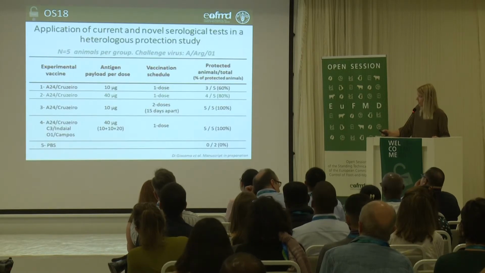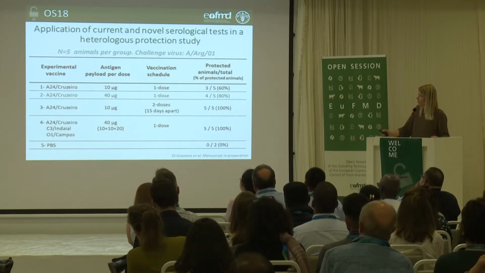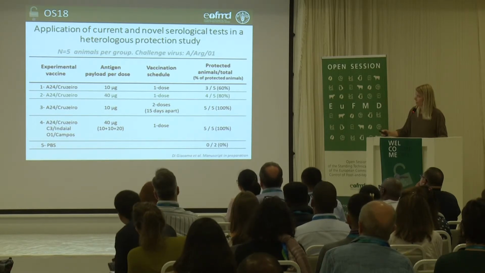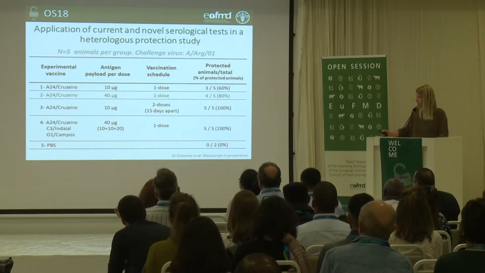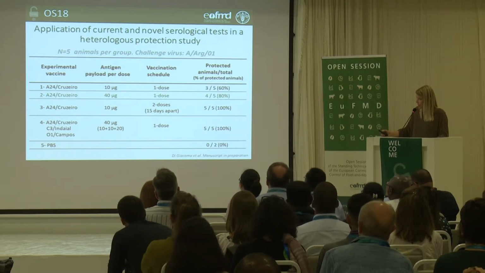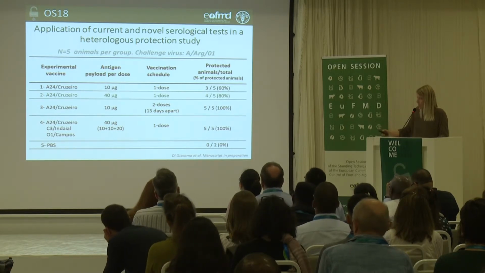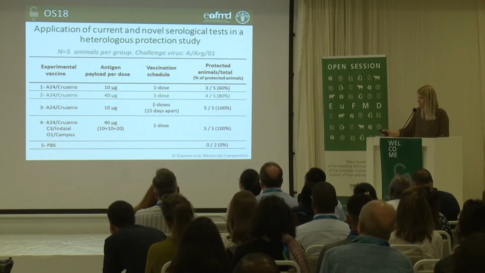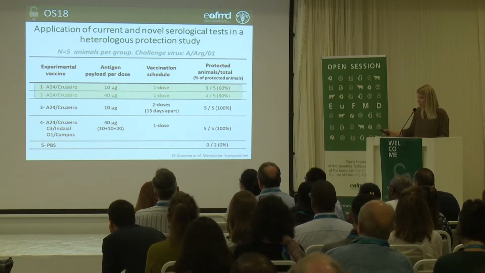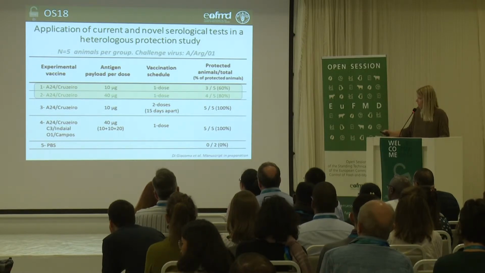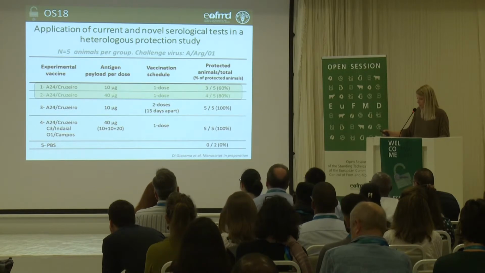to get an idea of how cross-protection can work. And this is an example of how we applied the assays to another heterologous study. This is just an experimental study, a small study where 5 animals were used per group. And the animals were vaccinated with these vaccines that you see there. All of them contain A24 Cruzeiro in different doses. One group has 2 doses. And as you can see, and this is the only thing I would like to highlight, not to go through the whole assay, you can see there that we have 3 non-protected animals.